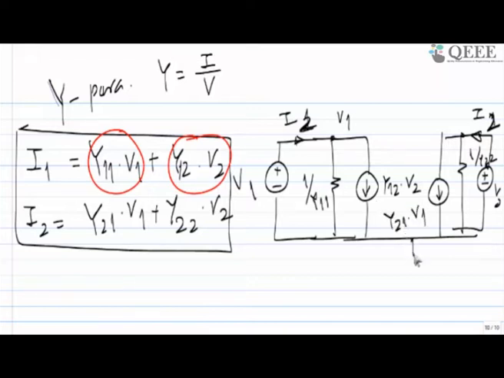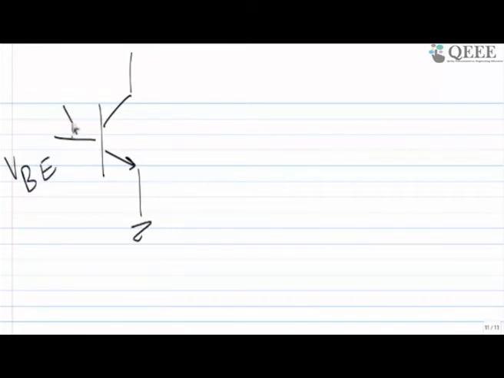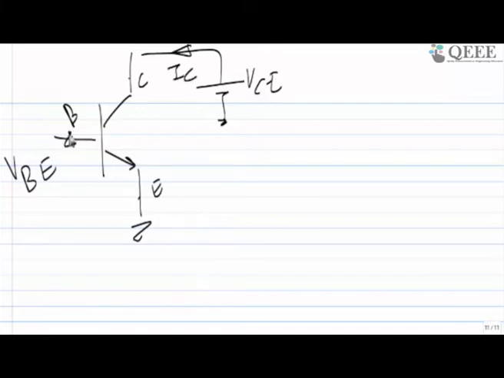So if that is the case, let's keep this network to one side, and let's look at how your BJT looks like. BJT has VBE as an input. This is base, this is emitter, and this is collector, and there is one more input VCE, and there are two currents, IC and IB.